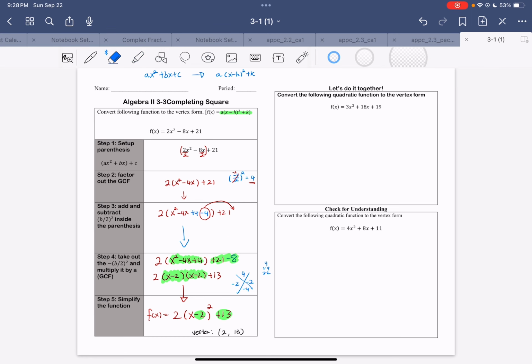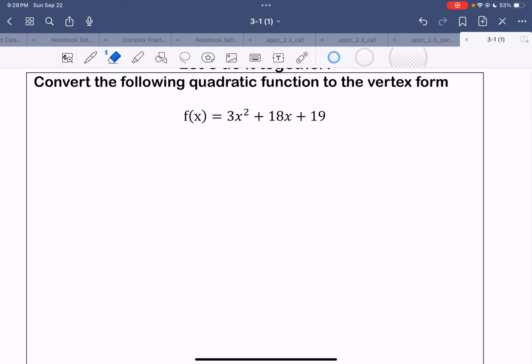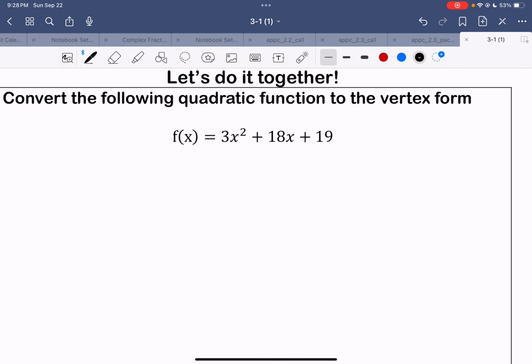So let's do one more question together. So we have this one. So step number 1, put parentheses. If you do not want to do it together, make sure you pause the video and do it by yourself and check it out. And then I'm going to divide by 3, so I get 3x squared plus 18 divided by 3 is 6.